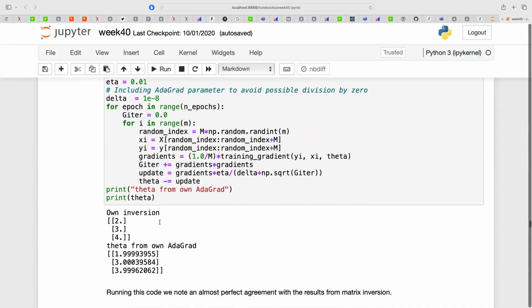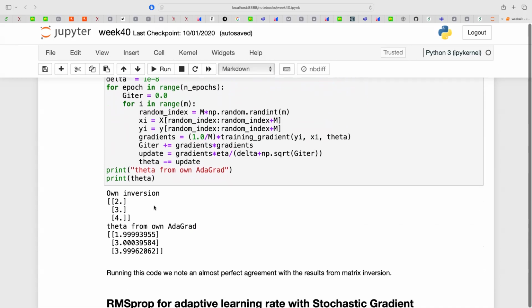value for theta. And you can see now that in this particular case, even with a gradient descent, I'm actually getting spot on the results which I should get. So I should get 2, 3, and 4, which are the coefficients. And with my adaptive gradient, I get roughly 2, 3, and 4. So that's an example of how you could implement adaptive gradient with stochastic gradient descent. But you could do it without stochastic gradient descent. There is nothing which hinders you from doing that.